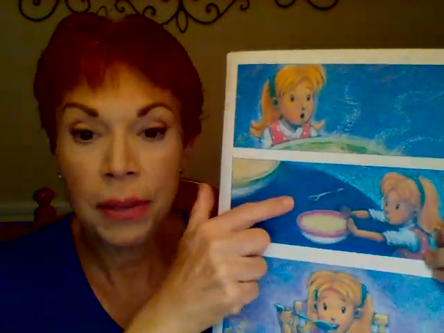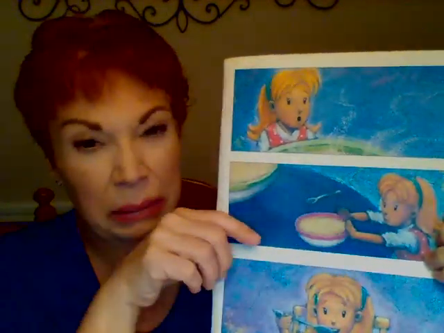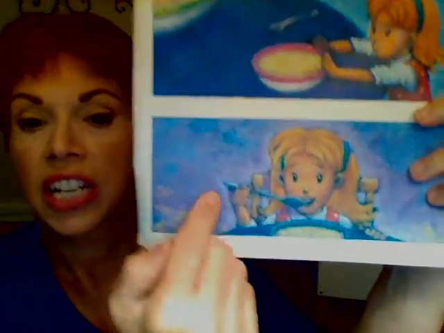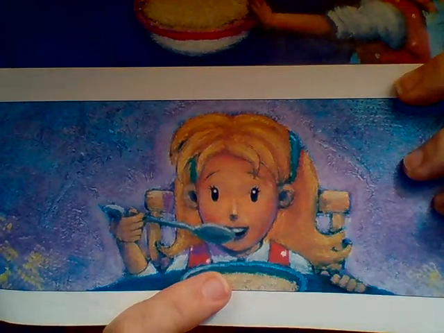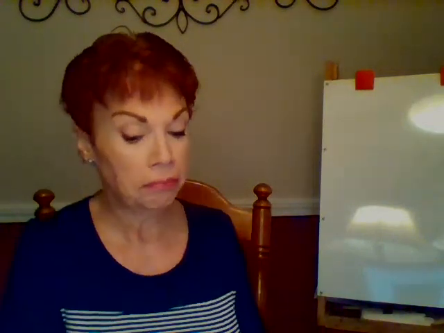Next, she tried the medium-sized mama bear bowl of porridge. But it was too cold. Then she tried the baby bear's bowl of porridge, and it was just right. And she ate it all up. Uh-oh. How is baby bear going to feel about that when he comes back?